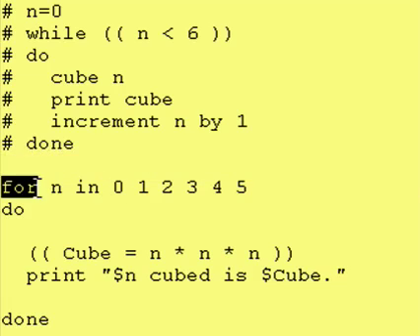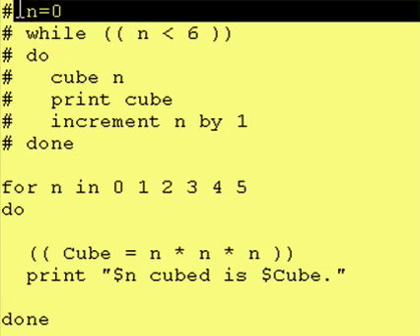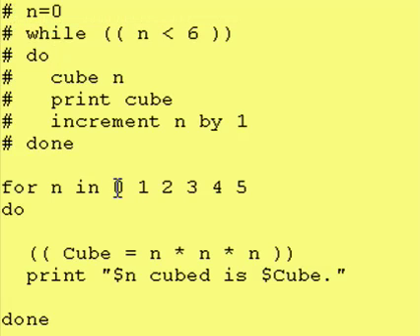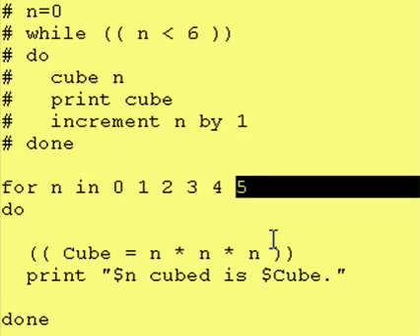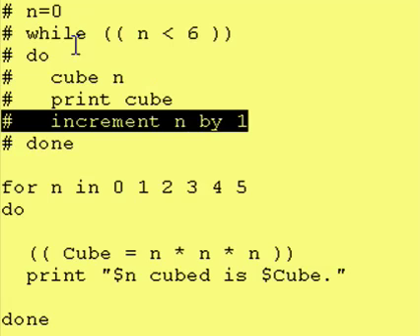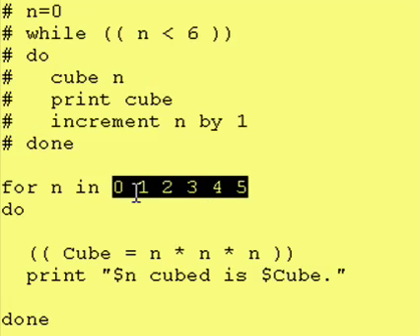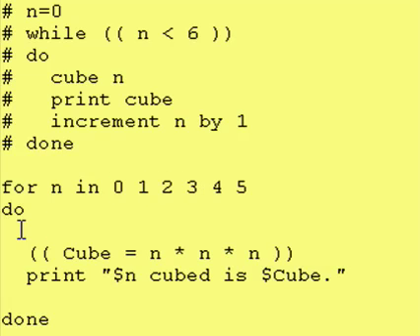So, for n in, and here's our list. Up here, we assigned n to be 0. We do that same way by having the first entry be 0. And here, we tested to make sure n was less than 6. We do that by having our last entry be 5. In here, we incremented n by 1 within the do to done portion. In our list, we increment it by simply incrementing it by 1, so 0, 1, 2, 3, 4, 5.